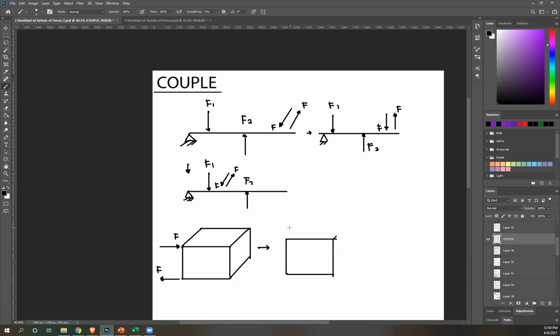Let's say I placed it here instead on the back. So these two effects are the same. Okay, so that's the concept of your couple. Any questions for couple so far? Please answer in the chat.